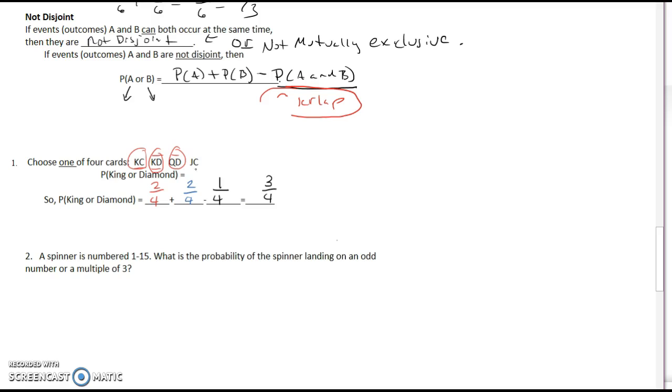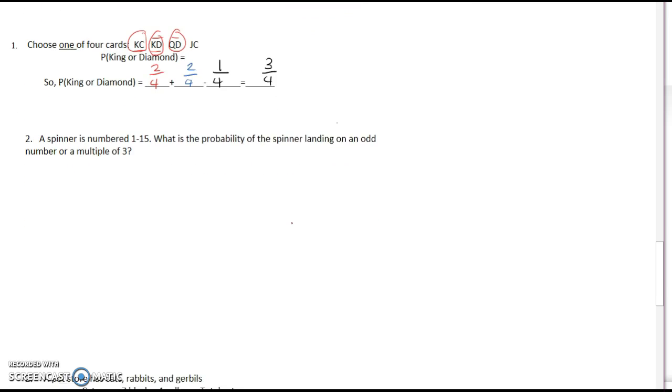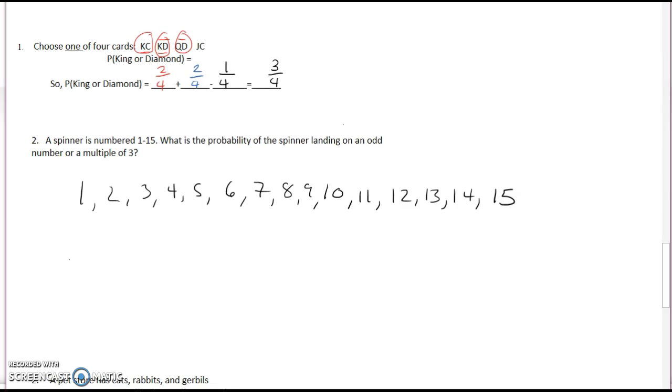Okay, the next problem says a spinner is numbered 1 through 15. What is the probability of the spinner landing on an odd number or a multiple of 3? Well, I think the best thing to do here is to go ahead and write those numbers out. So let's take a second and let's write out the numbers 1 through 15. Okay, so we write those numbers out. I hope you took a second to do that as well so you can follow along with me. So we're doing the probability of getting an odd or multiple of 3.